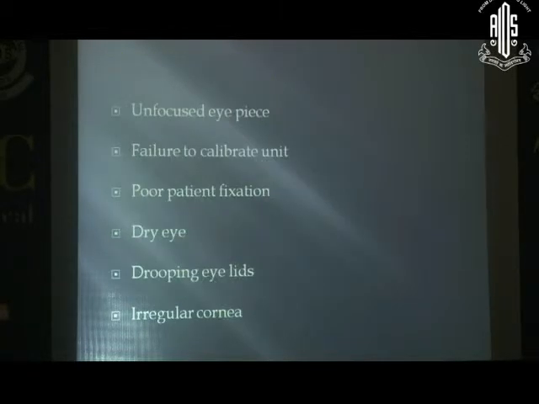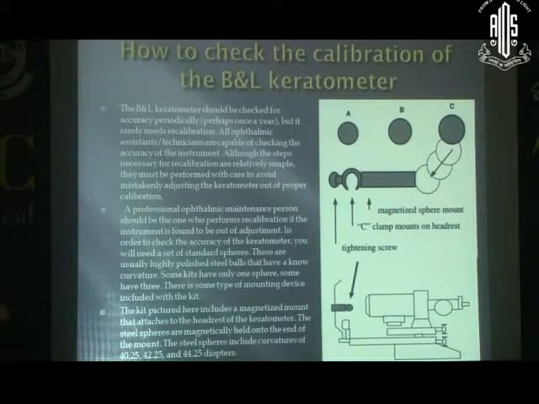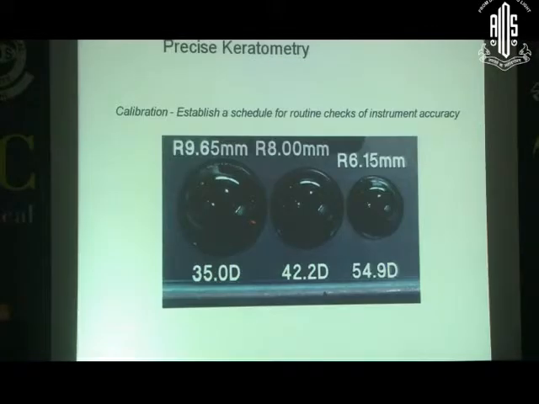There are multiple sources of keratometry errors, and you need to make sure that you don't get into that tangle: an unfocused eyepiece, failure to calibrate the unit, poor patient fixation, dry eye, drooping of eyelids, and irregular cornea. There are various ways to calibrate a manual keratometer. You have steel spheres of different radius of curvature, which are 40.25, 42.25, and 44.25. Another way is we use day-to-day different lenses, so they themselves can be used to calibrate the manual keratometers.